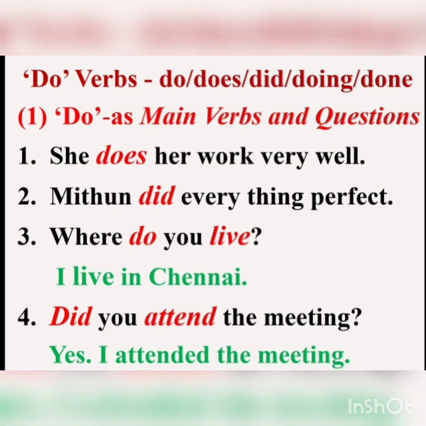Even do verbs can also be used as main verb and also they can be used in the formation of questions. She does her work very well. Mithun did everything perfect. Here did is a main verb. Where do you live? Here do is used in the formation of question. For example, if the statement is I live in Chennai, the question would be where do you live? Did you attend the meeting? It's a yes or no question. Yes, I attended the meeting.